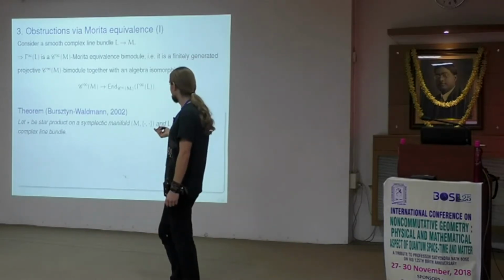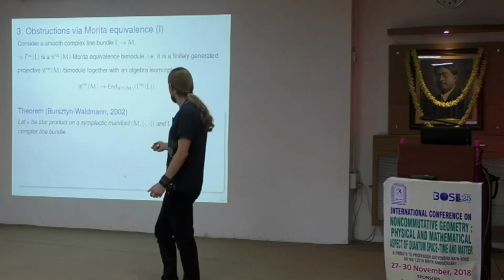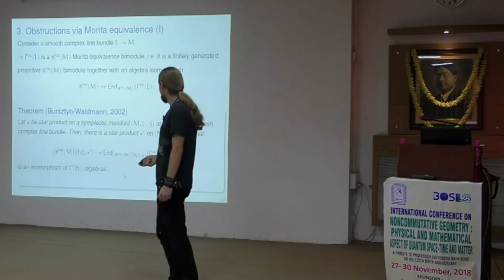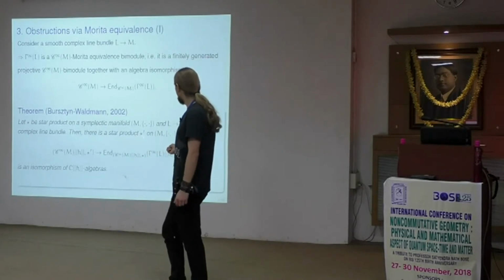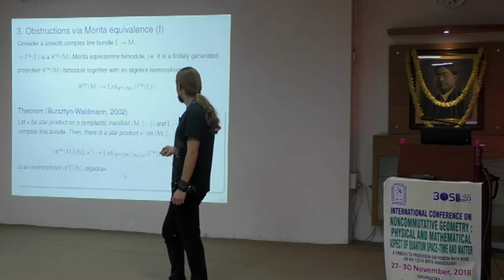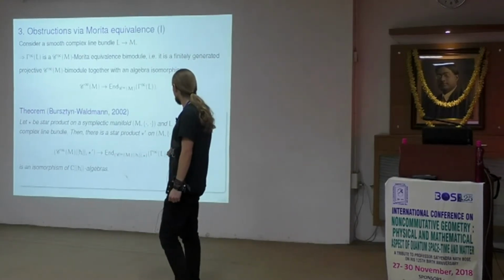Yeah, and they said if you have a star product on a symplectic manifold, and you take a smooth complex line bundle, what you know is that you can find a second star product, star prime, on the same manifold and also with the same Poisson bracket. So this is really what you need, such that you can find an isomorphism of star product algebras of this form. And what you see here is really the star product that we started with.